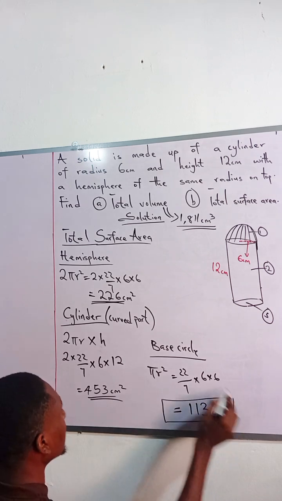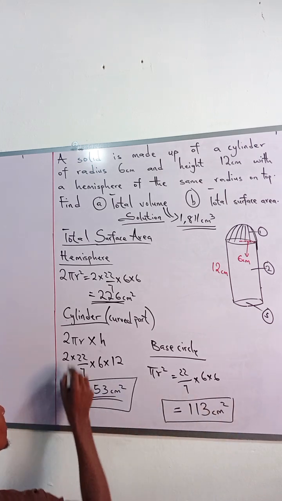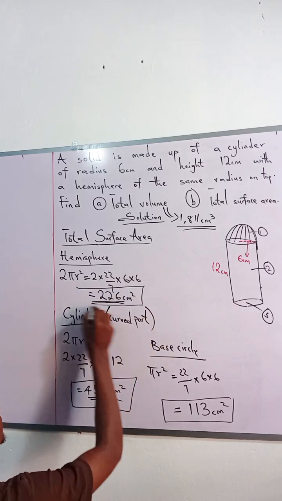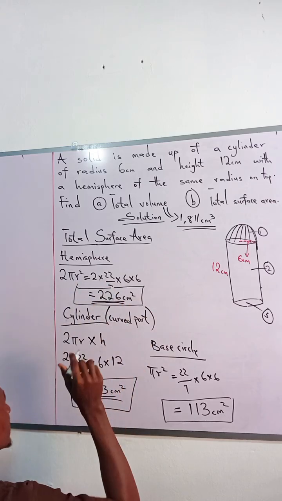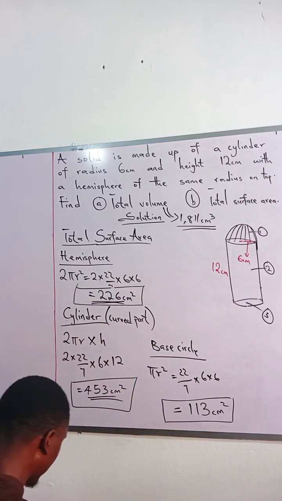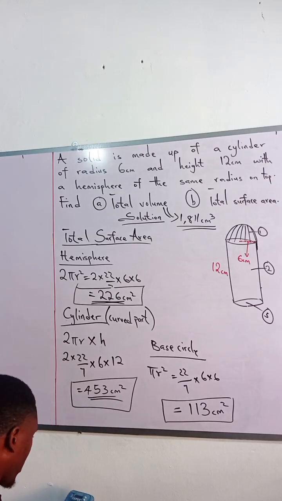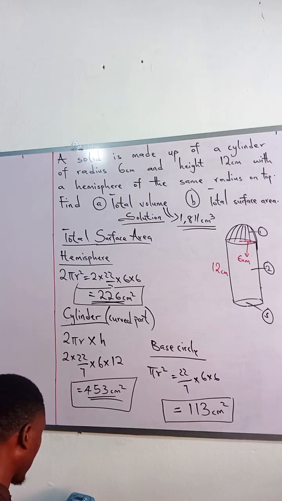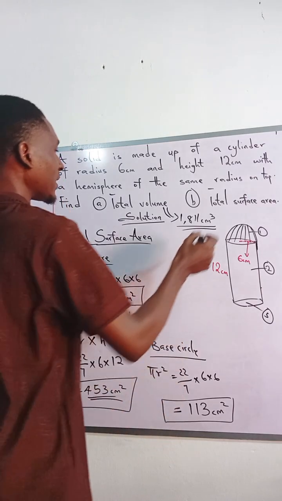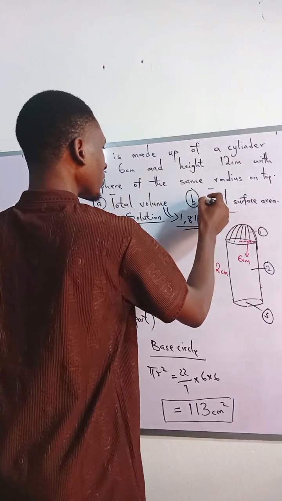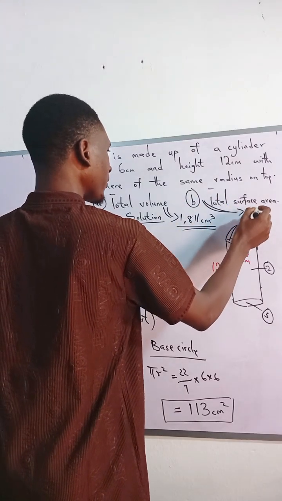So we are going to add these 3 different surface areas to get our total surface area. So 113 plus 453 plus 226, and we get 792 as our total surface area.